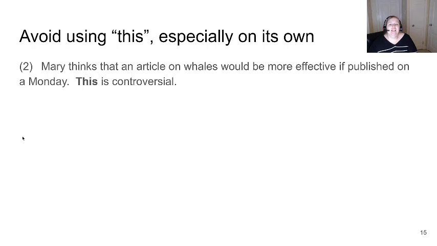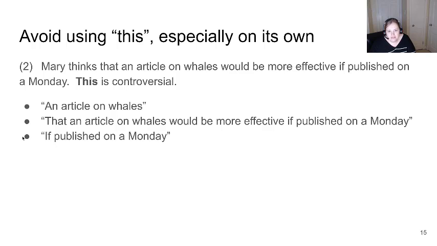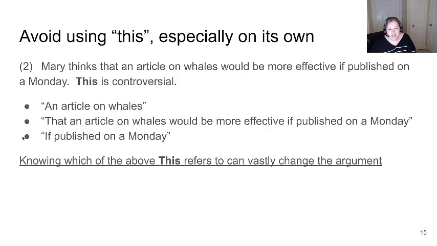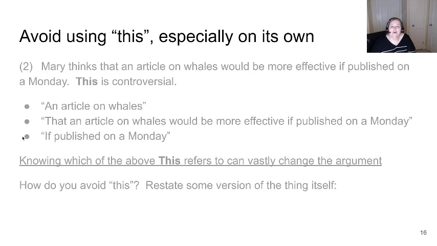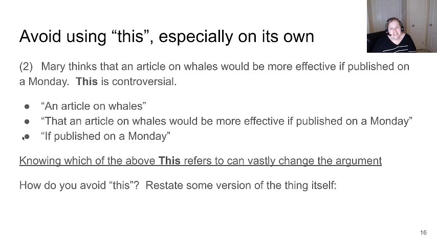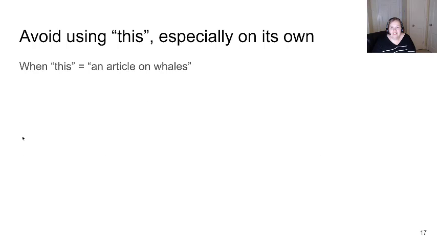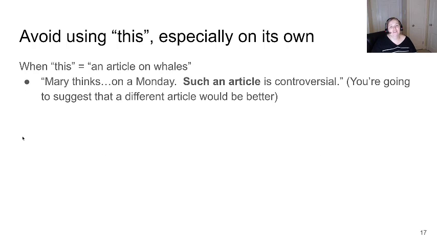Now, here's my example again. What else can you do? So if you think it's an article on whales, knowing which one this refers to, you can vastly change the argument. So you can restate this as some version of the thing itself. So when this is supposed to be an article on whales, I can say, Mary thinks an article on whales is more effective published on a Monday. I would say such an article is controversial. So now I'm talking about a different article would have been better.